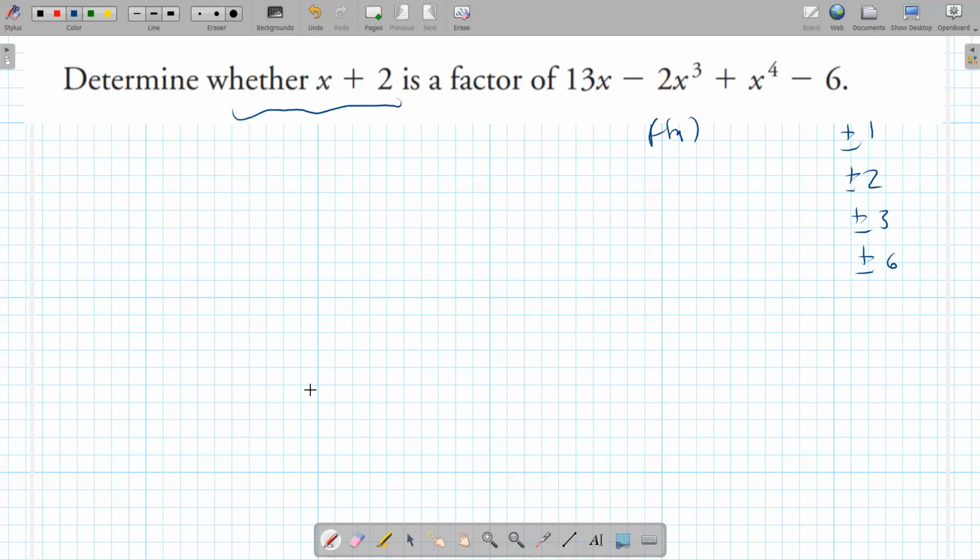And then what you do is, they won't give you this. They just gave it to you here just to show you. Then you want to plug all of these in and see which one of them gives you a 0. So if you plug f of 1, would that be a 0? No, that's not a 0. So x minus 1 is not a factor. F of negative 1, not a 0 either. F of negative 2 gives us a 0, right? That means x plus 2 is a factor.